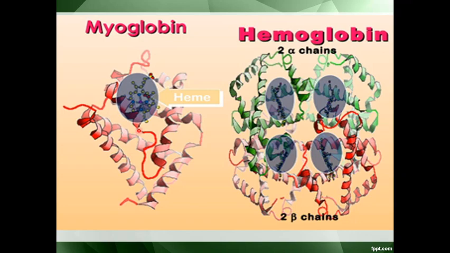Here you can see monomeric, that is, a single protein chain, or a single monomer, with one heme and one protein chain. Whereas the hemoglobin molecule is a tetramer. You can see 2 alpha chains, 2 beta chains, 4 protein chains and 4 heme molecules. So it is a tetramer, whereas the myoglobin is a monomer.